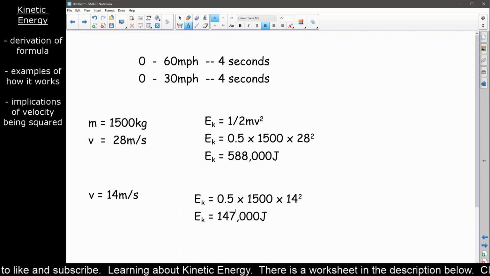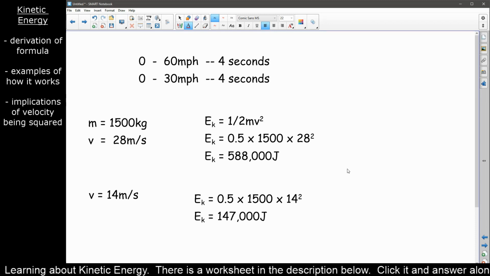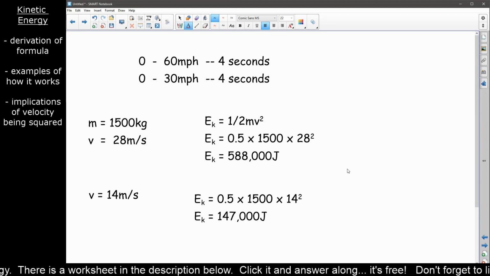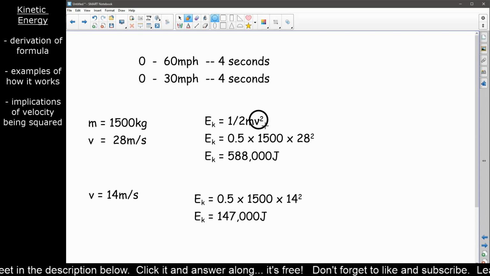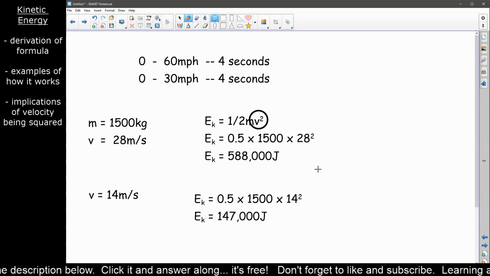And that's why, to get this number down and down and down, in order to halve the time it takes to get to a speed, what you need to do is quadruple its ability to deliver that speed or deliver that energy. And that's an issue. That's an issue. And it's because of this. It's because the velocity is squared.